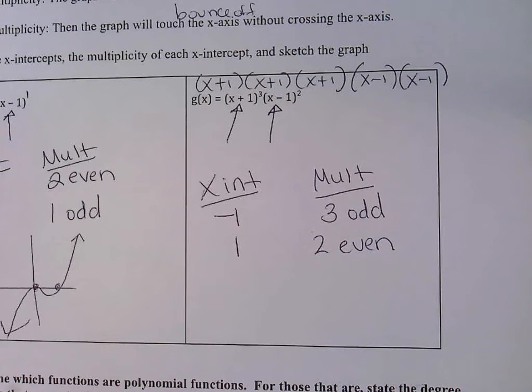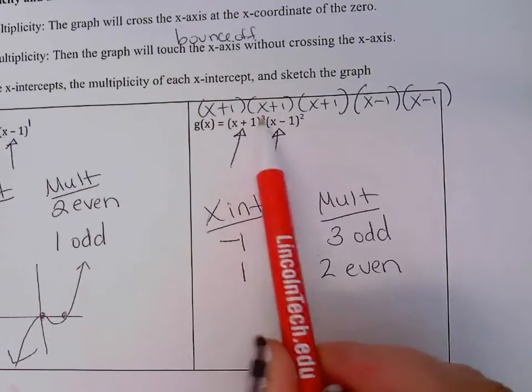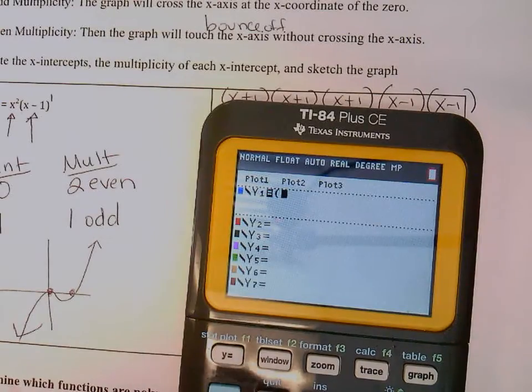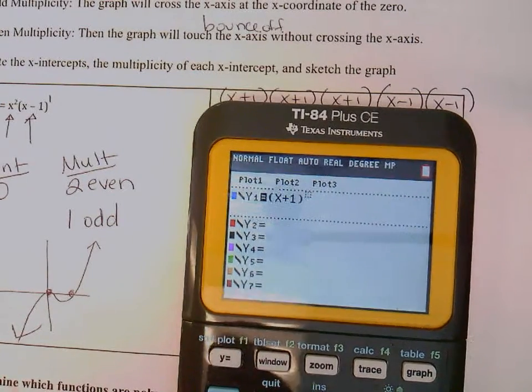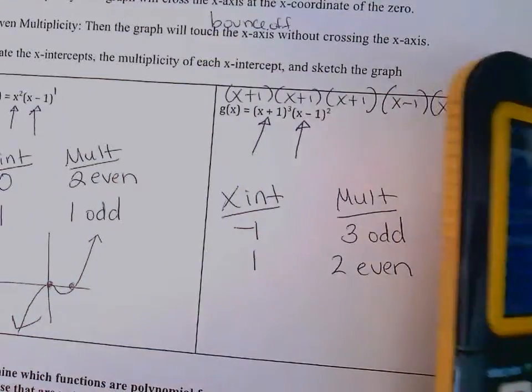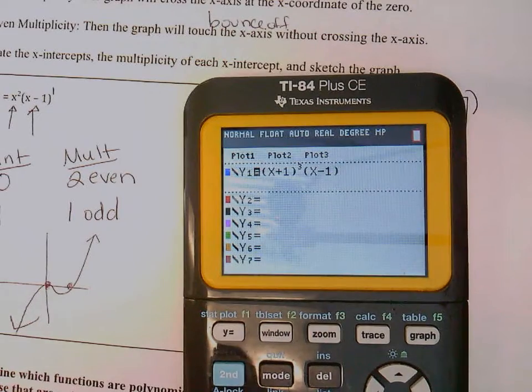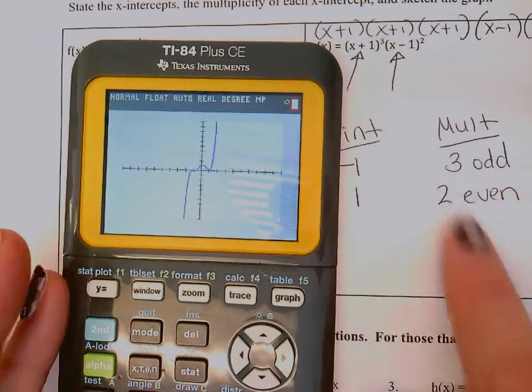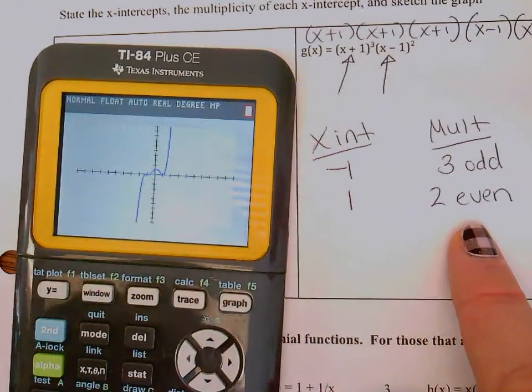So we should be able to predict what's going to happen at those x-intercepts. The power of that factor, yes. Very good. And if there's no number, you know it's a multiplicity of 1. So if I plug in x plus 1 cubed and x minus 1 squared, right? We know that it's going to, at an odd, cut through, and at an even, bounce off.